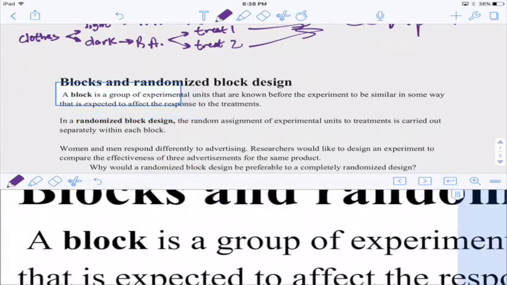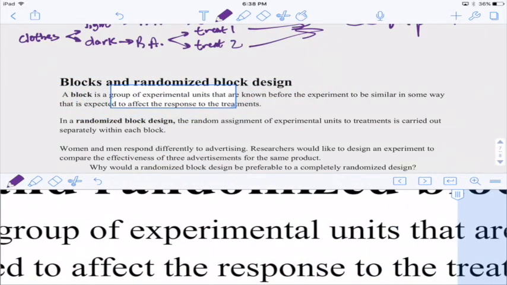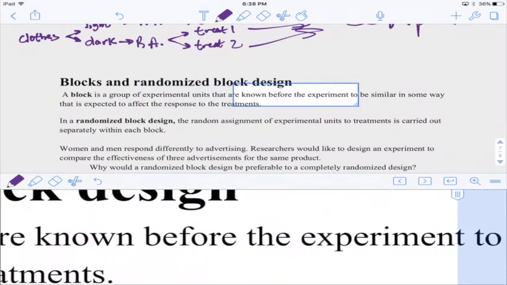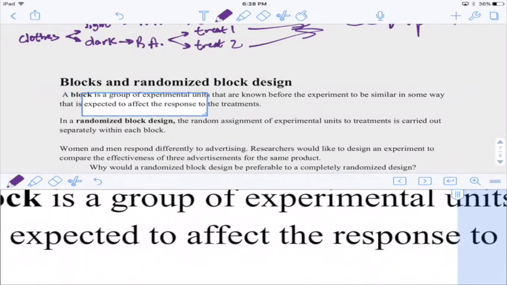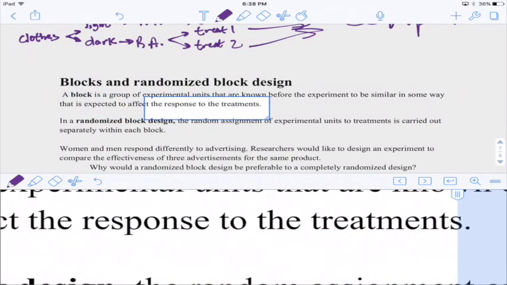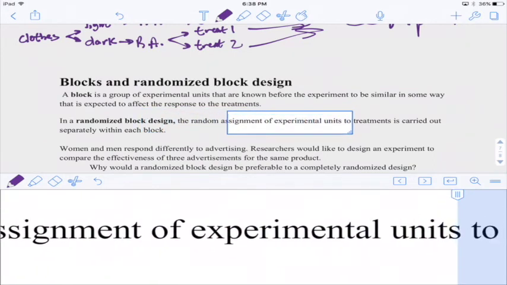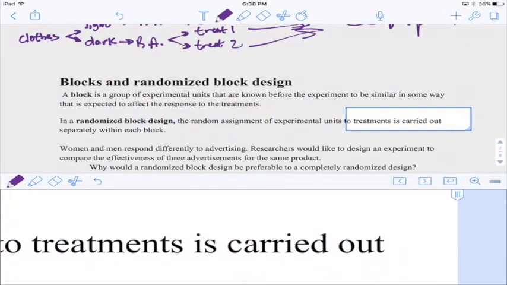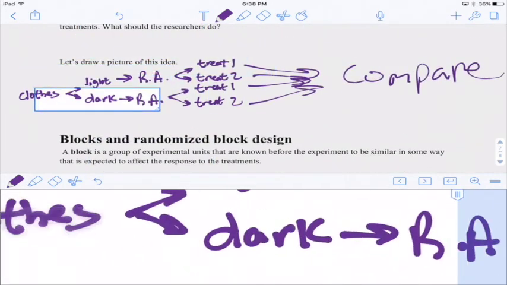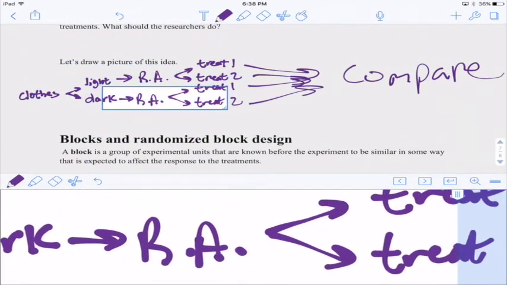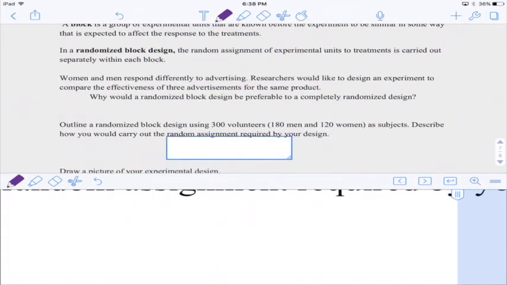So blocks in a randomized block design. A block is a group of experimental units that are known before the experiment to be similar in some way that is expected to affect the response to treatments. In a randomized block design, the random assignment of experimental units to treatments is carried out separately within each block. So our block is light clothing and our other block is dark clothing. This is really similar to stratifying, but this is not sampling, this is an experiment.